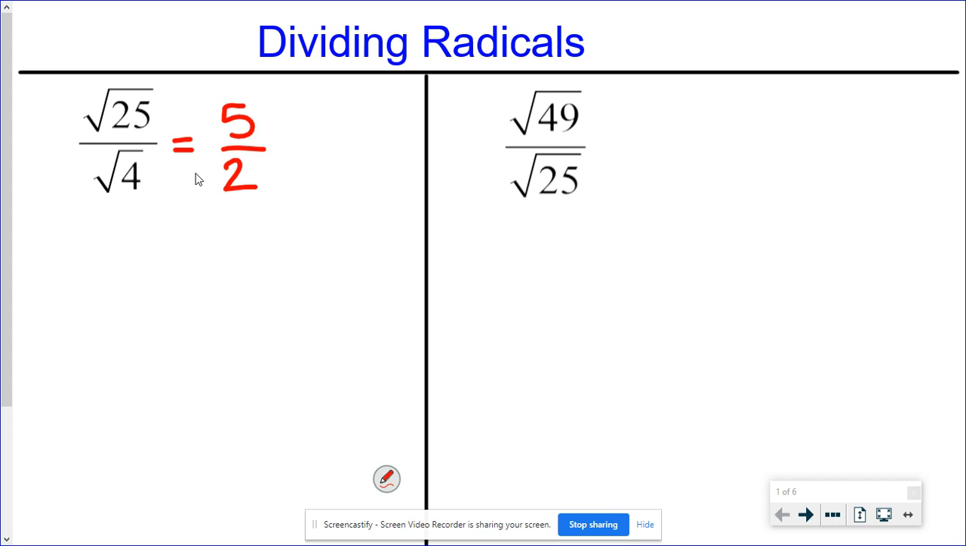In the second problem, again, also both perfect squares. The square root of 25 for the denominator, that's just going to be 5. The square root of 49 is 7, because 7 times 7 is 49. And again, stop there. Don't give me 1 2/5. Don't change it to 1.4. Just 7 over 5. Done.